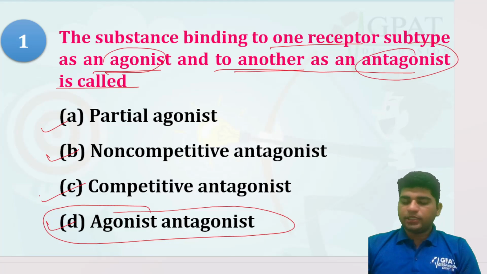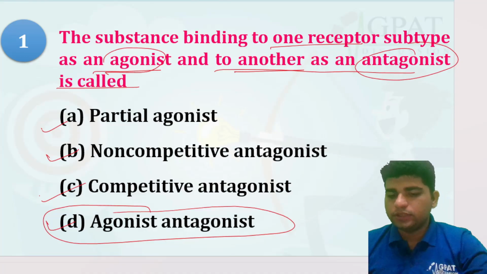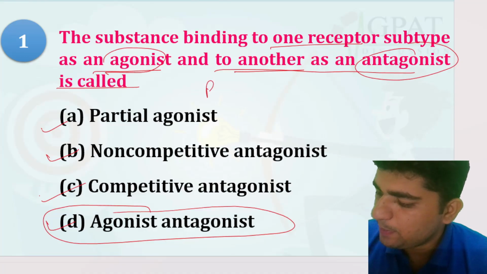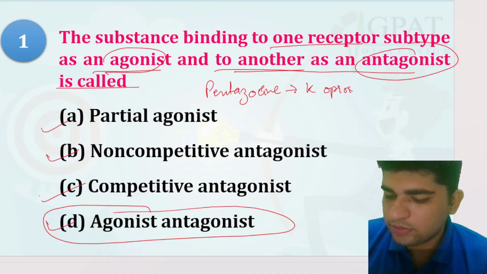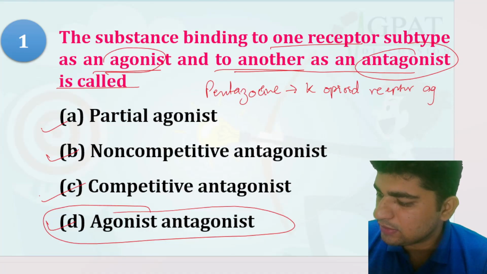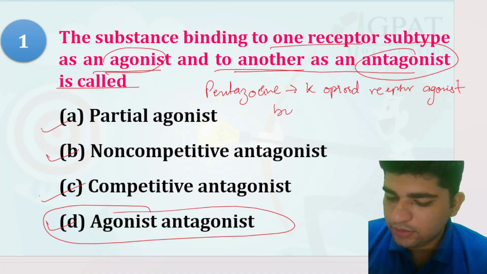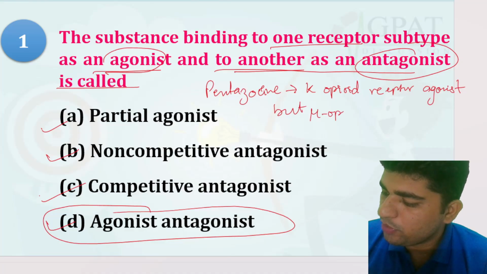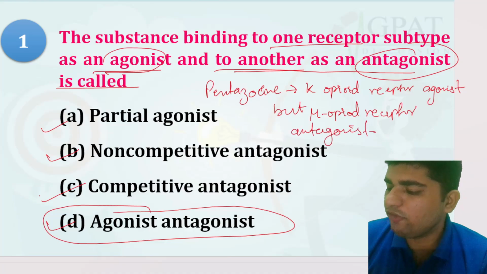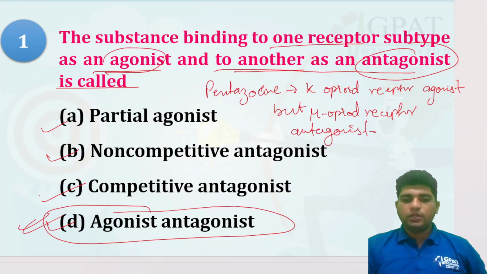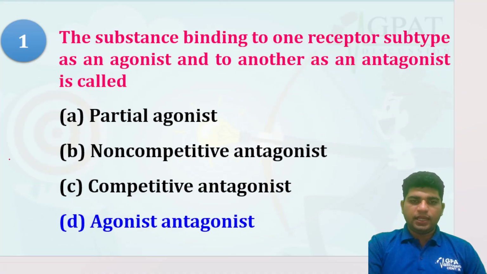All right. For example, if we talk about pentazocine, it is a kappa opioid receptor agonist, but a mu opioid receptor antagonist. It is one of the examples of agonist and antagonist. All right. So the answer is agonist antagonist.